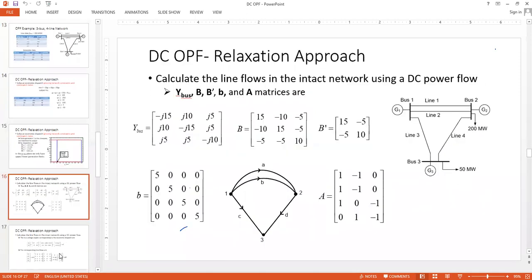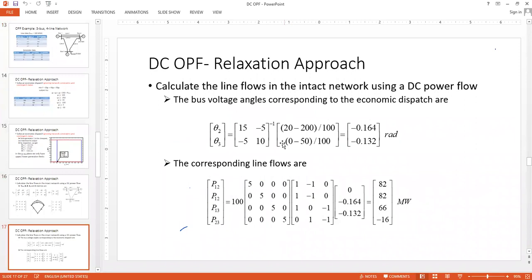So let us see how we are calculating the injection. The injection is simply, at bus number 2, this is my PG2, the solution of ELD. This is my P demand at bus 2. This is my PG3, because I'm looking for theta 3. And this is my P demand 3. So PG minus PD is the injection.